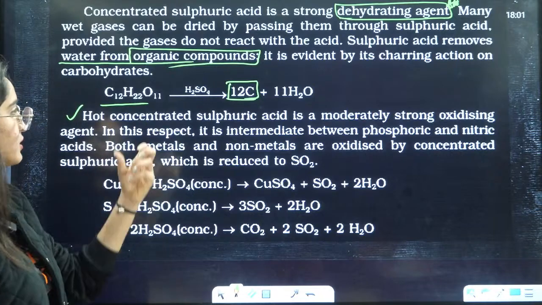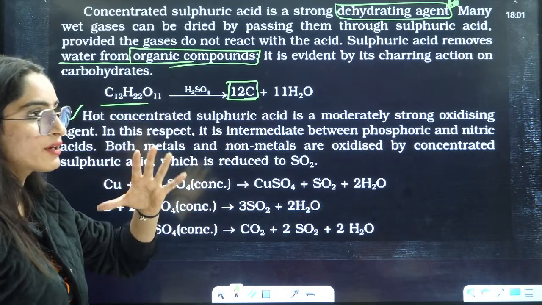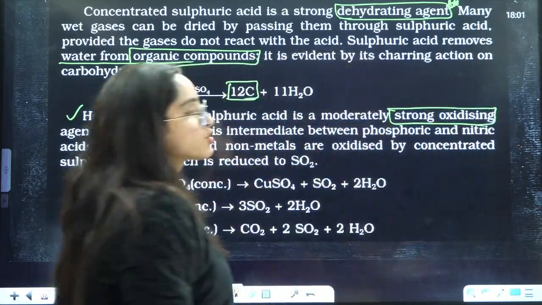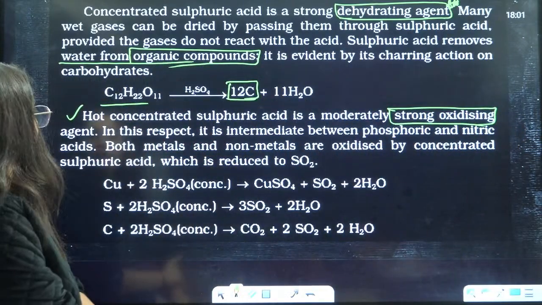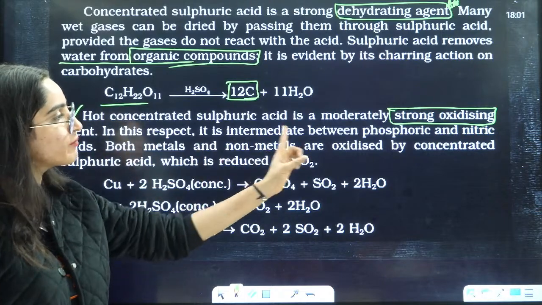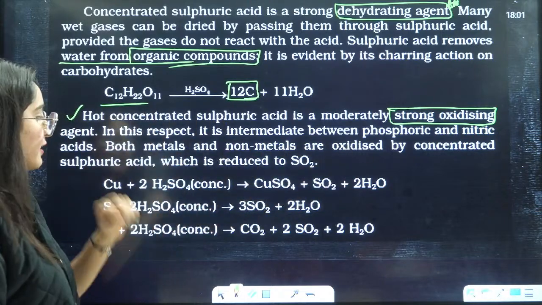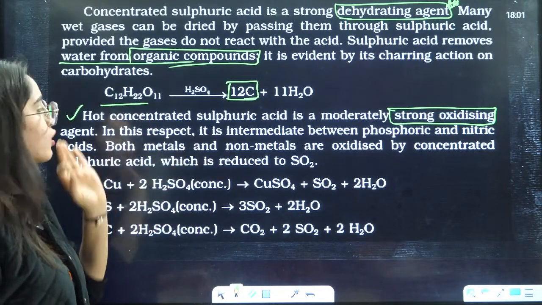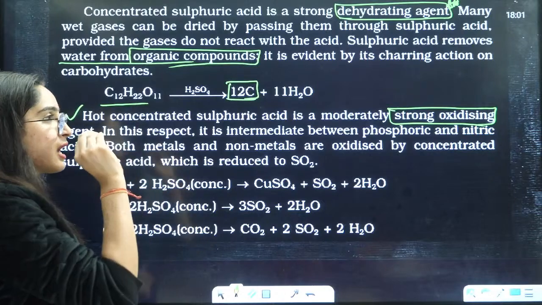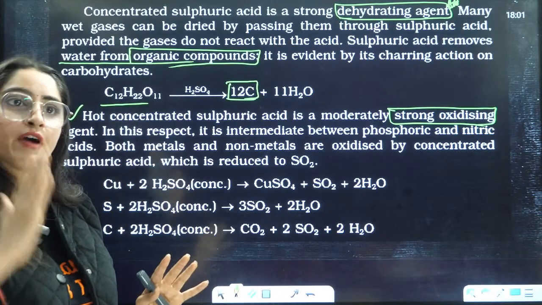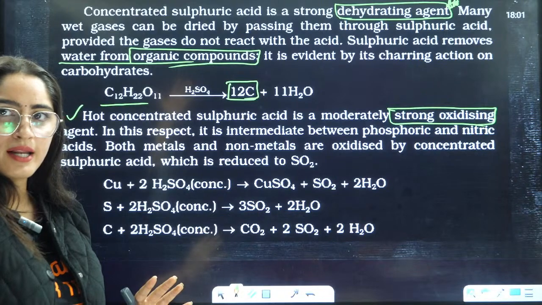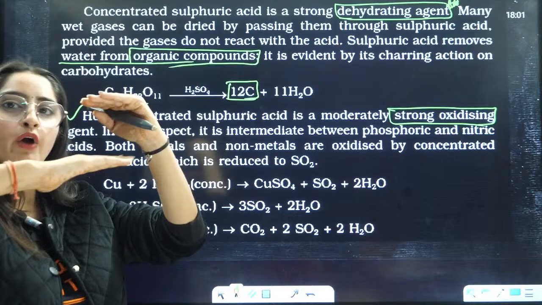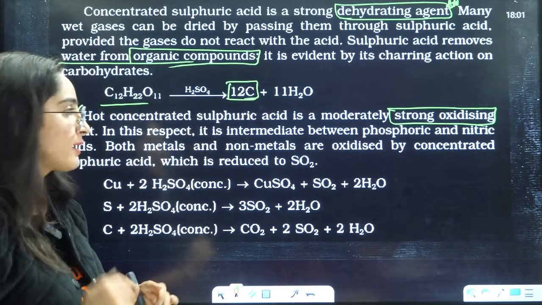Hot concentrated sulfuric acid is a moderately strong oxidizing agent, right? Now we are talking about the oxidizing power. In this respect, it is intermediate between phosphoric and nitric acid. Basically he is saying that it is a moderately strong oxidizing agent. That means nitric acid is a very good oxidizing agent, right? So here you have nitric, here you have sulfuric, then you have phosphoric. This kind of pattern it has.